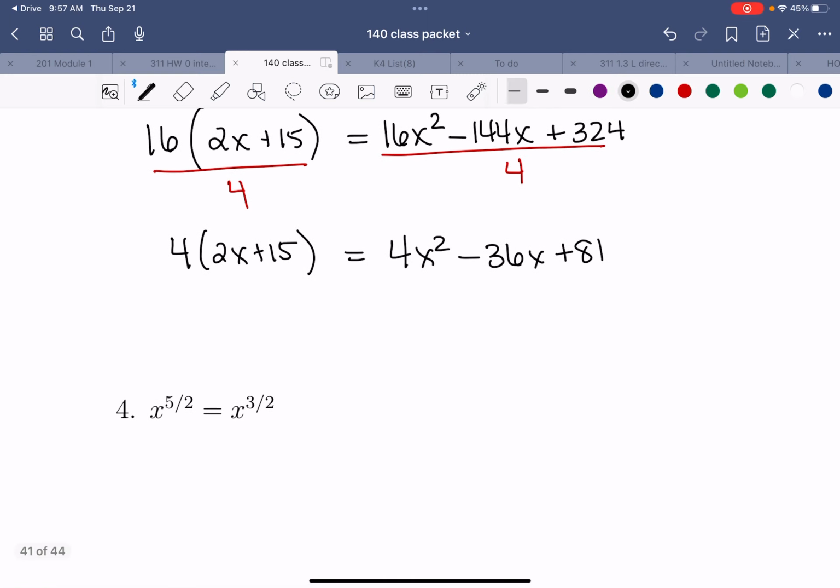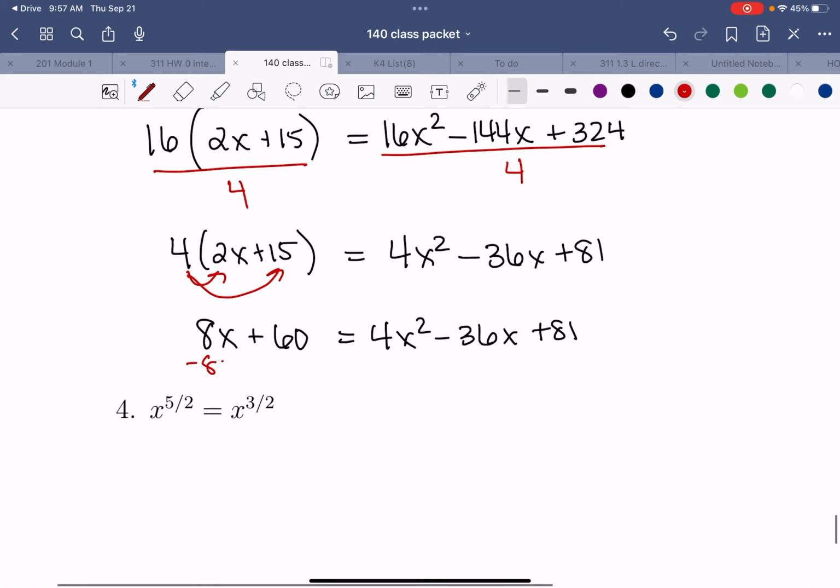Now we can go ahead and distribute. So let's distribute this 4. That'll leave us with 8x plus 60. And 4x squared minus 36x plus 81. And now we're back to a quadratic equation from section 2.3. So let's combine our like terms. So let's go ahead and subtract an 8x and a 60.